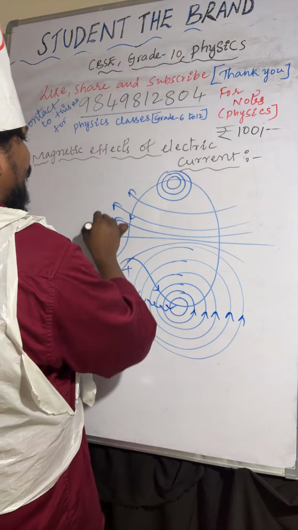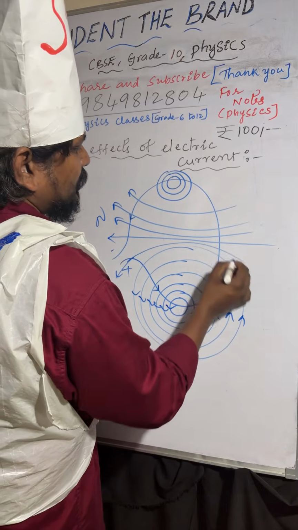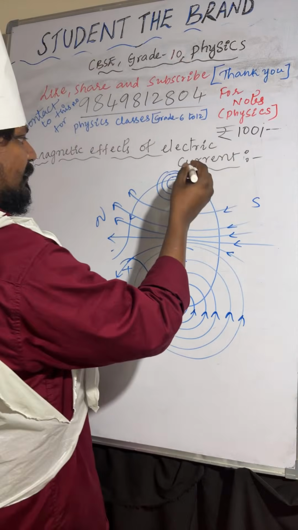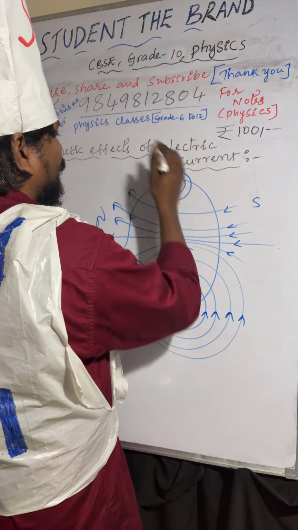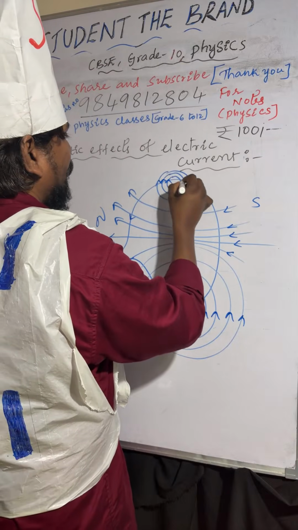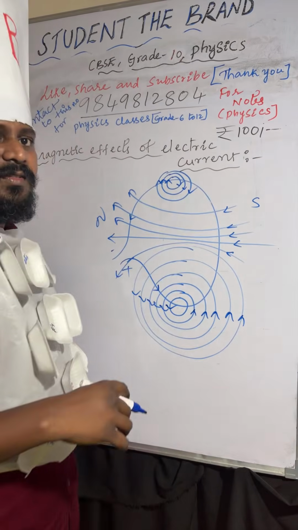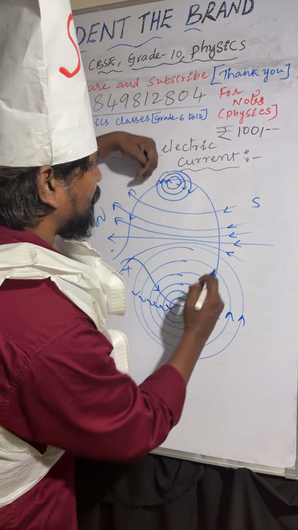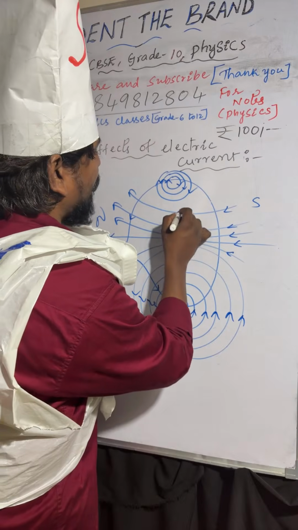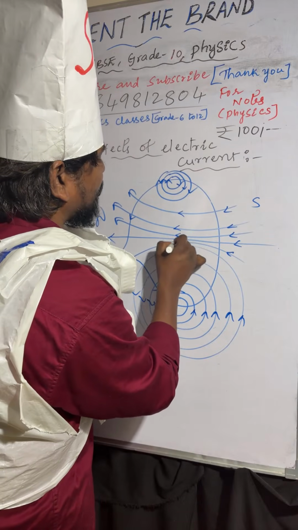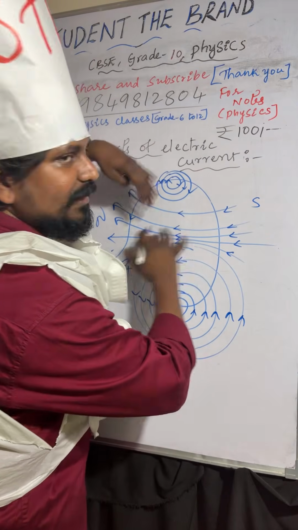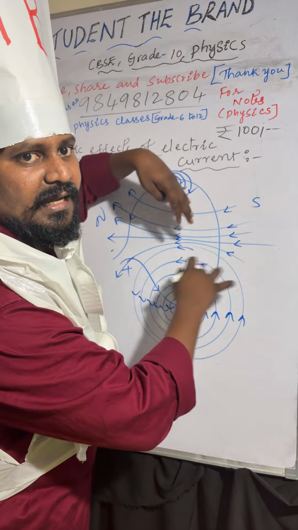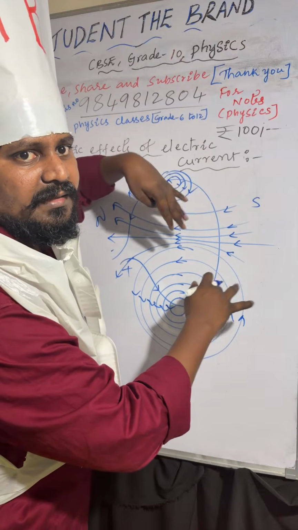If it is moving away, that is north. If it is reaching this point, that is south. Here it is moving away, and here it is reaching. If the magnetic field keeps on moving like this, it will become parallel lines at the center.